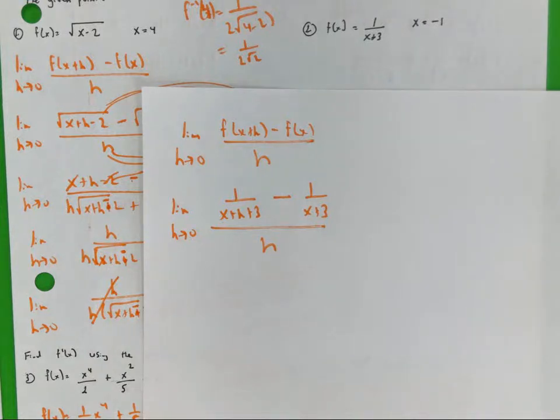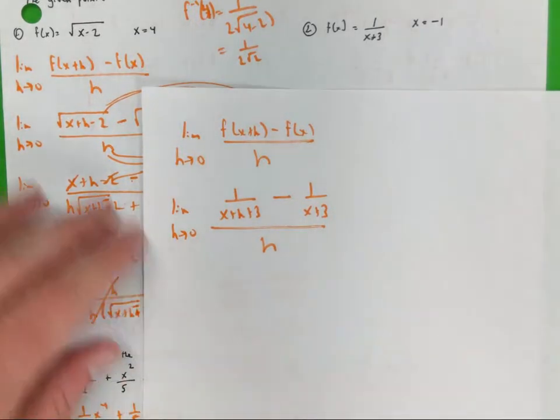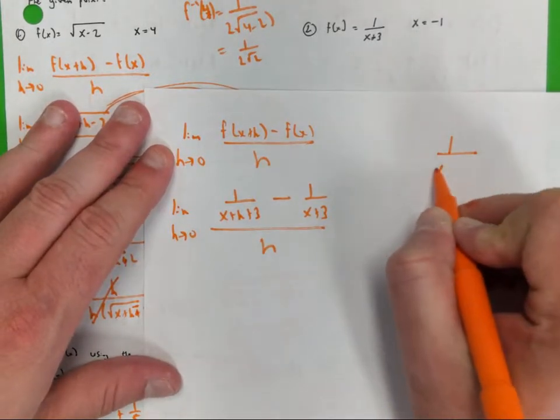Okay, the limit as h approaches 0, I still get 0 in the denominator. So what toolkit strategy am I going to do? Find a what? Can you make either one of those look like each other? No, so your common denominator is going to be both of them, won't it? So I'm going to come over here and show it to you.